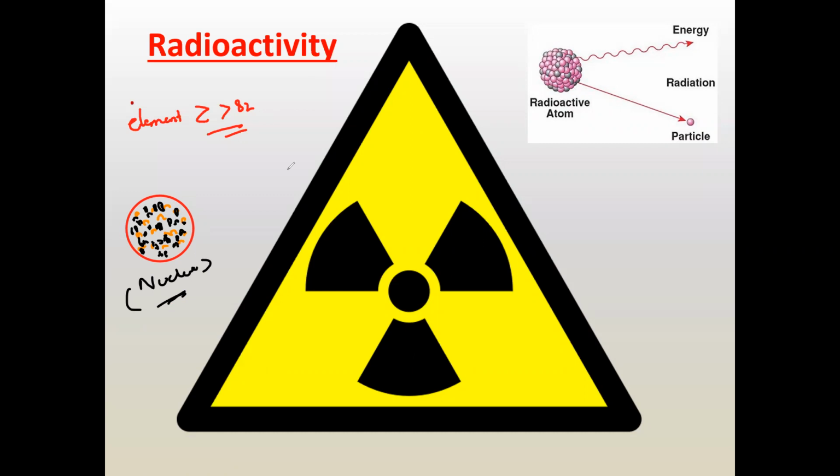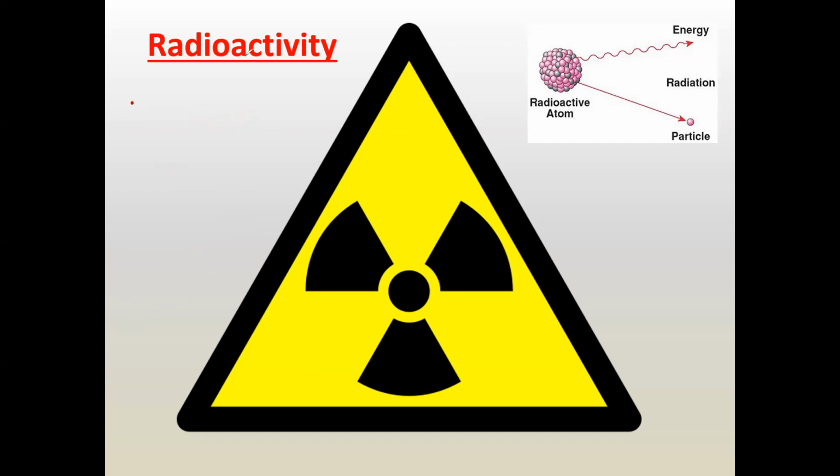And when the nucleus is emitting these particles, it can emit in three ways. One is known as alpha, another is beta, and the third is gamma. So emission of radioactive radiation or particles from unstable nuclei due to the large number of nucleons. The nucleus is unstable, it cannot hold these particles, so it tends to emit radiation or particles, and we call that material radioactive.